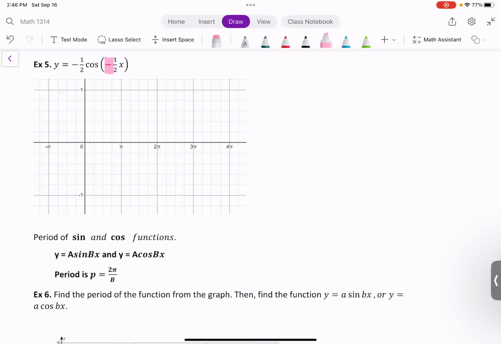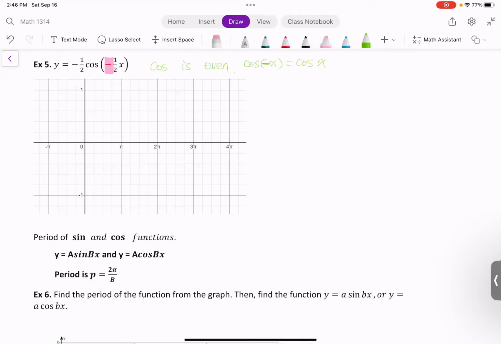All right, is cosine an even or odd function? Remind yourself, cosine is even. So even means cosine of -x equals cosine x.